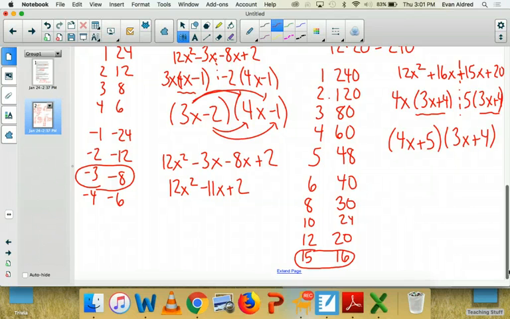Remember, when you're solving these, that you can always check to make sure your answer is correct, even if the question doesn't specify that you have to, by using the distributive property.